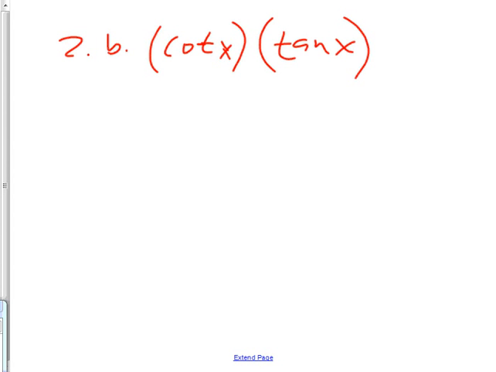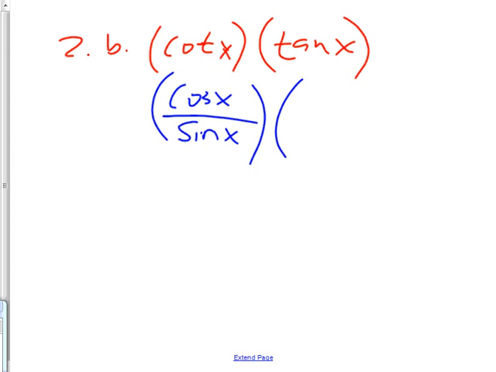Cotangent. That's like tangent except flipped. So tangent was sine over cosine, so cotangent will be cosine over sine. And that's my first thought, and it'll probably work, but we'll find out. All right, tangent is, oh, wait a minute, this is the hard way to do it, but it's going to work. What's tangent? Sine over cosine.